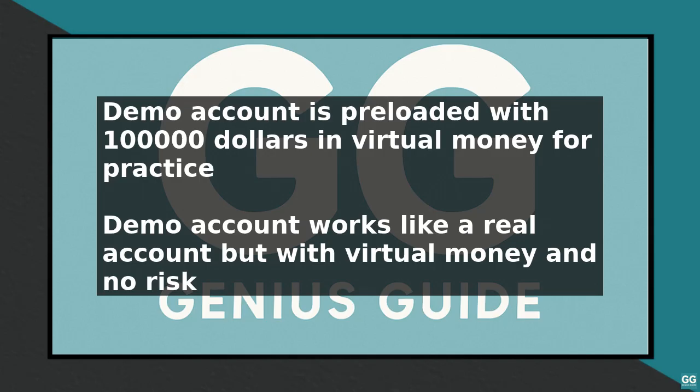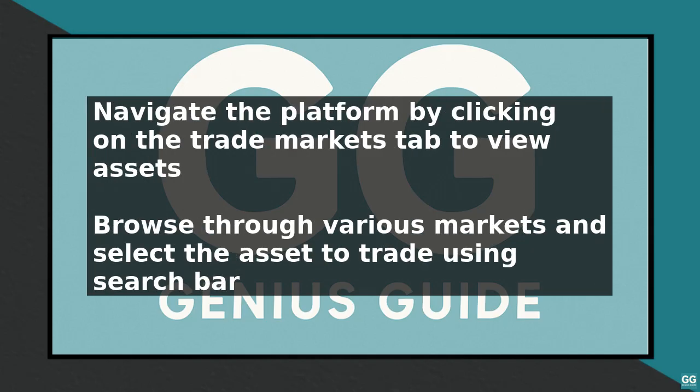To place a trade, click on the buy or sell button and enter the amount you want to trade. You can also set stop loss and take profit levels to limit your potential losses and lock in profits.